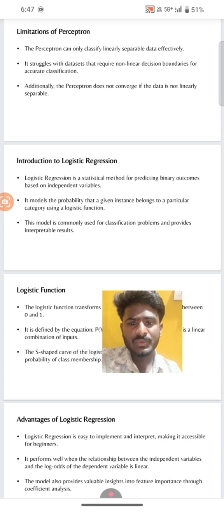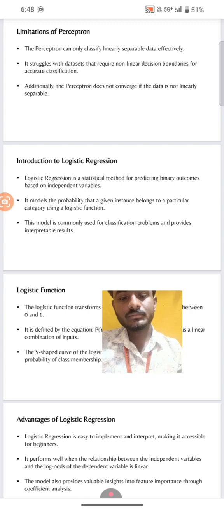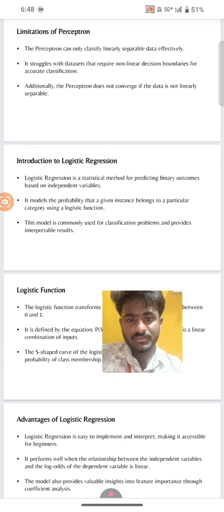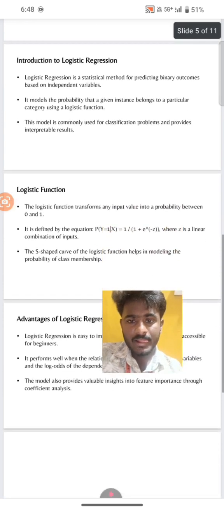Introduction to logistic regression. Logistic regression is a statistical method for predicting binary outcomes based on independent variables. It models the probability that a given instance belongs to a particular category using a logistic function. This model is commonly used for classification problems and provides interpretable results.